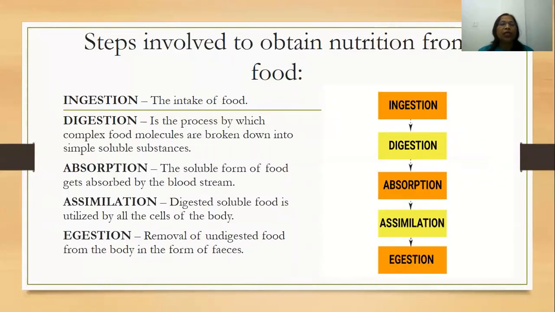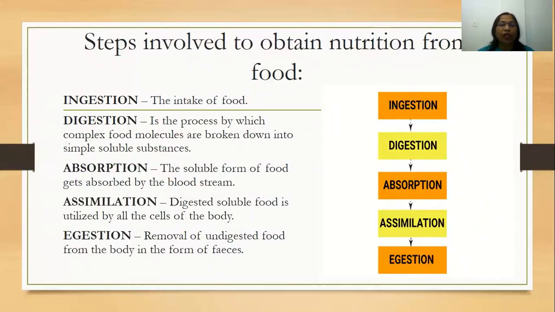First step is ingestion. Second is digestion. Third is absorption. Fourth is assimilation. And fifth is egestion. So how many steps are involved? Five steps: ingestion, digestion, absorption, assimilation, and egestion. Now what happens in ingestion? Ingestion means intake of food. The first step is intake of food. This step is known as ingestion.